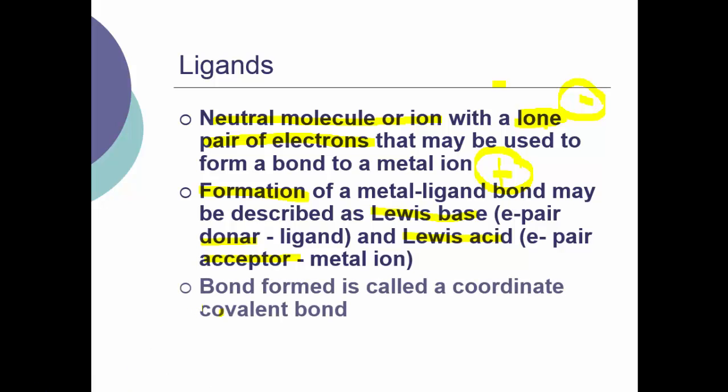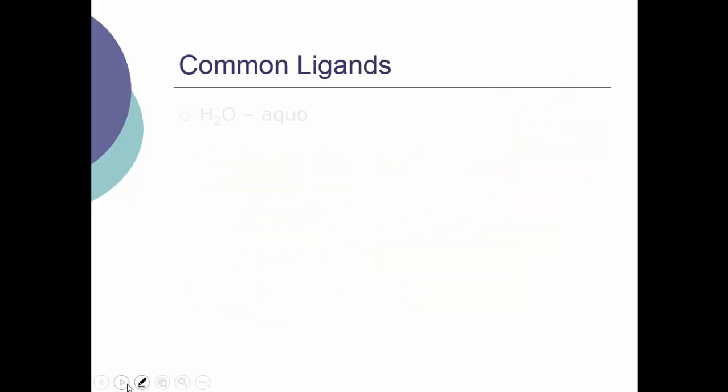All right, so the bond formed, again, is a coordinate covalent bond. Even though they're not really sharing electrons, it really is a positive-negative interaction, and that's the way that we need to think of it. But it can be a pretty strong bond, and that's why they call it a coordinate covalent bond.